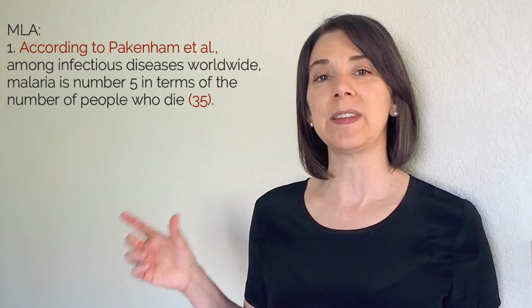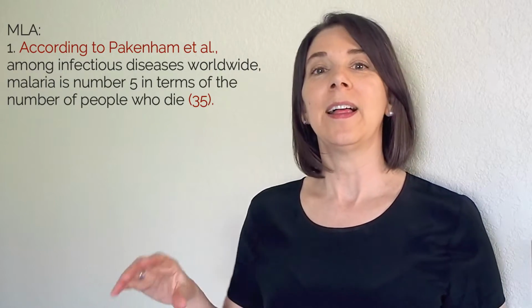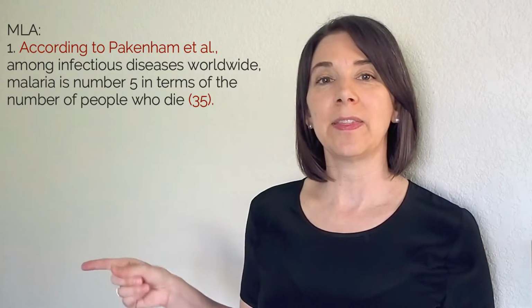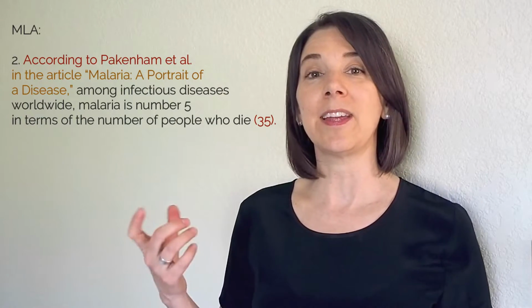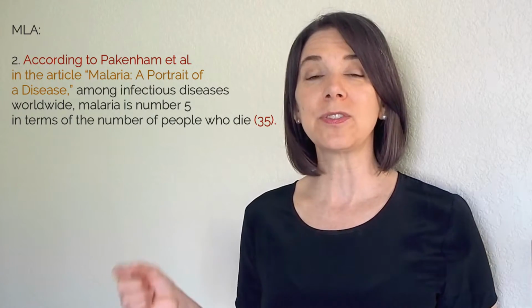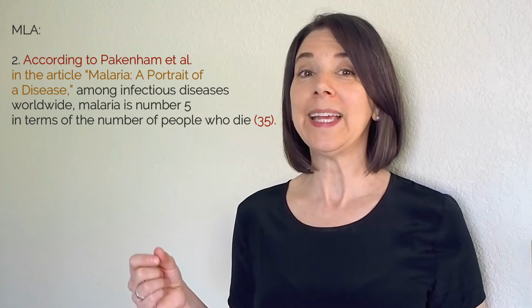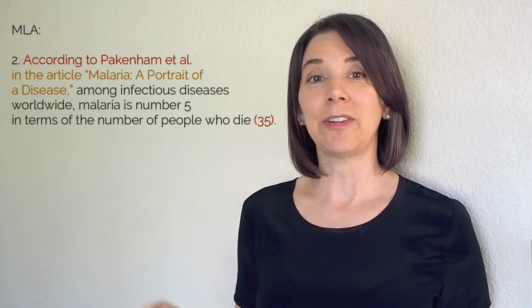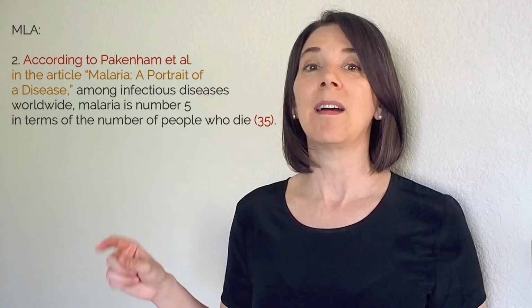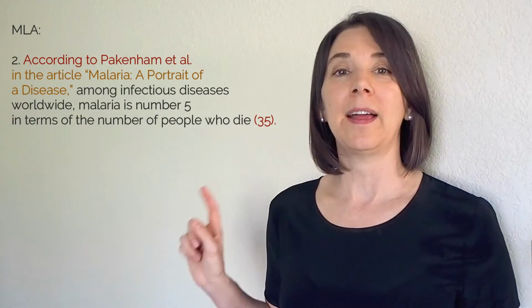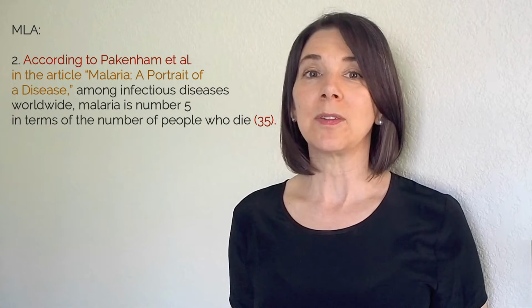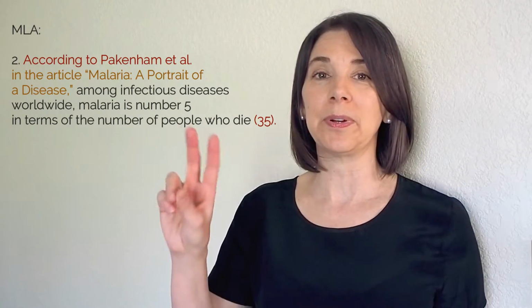So the first one is what we looked at before. According to plus the author, comma, the paraphrase, and then the page number at the end. In the second one, we're going to add the article title. According to Pakenham et al., in the article, "Malaria, a Portrait of a Disease," comma, the evidence or the paraphrase, and the page number at the end. Notice that for an article title, we put that in quotation marks.